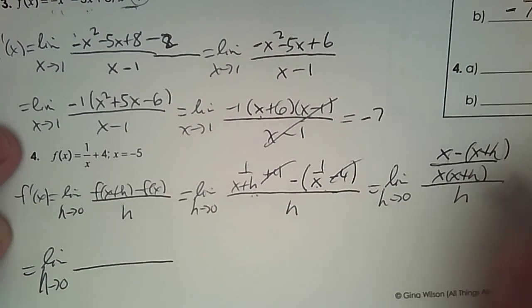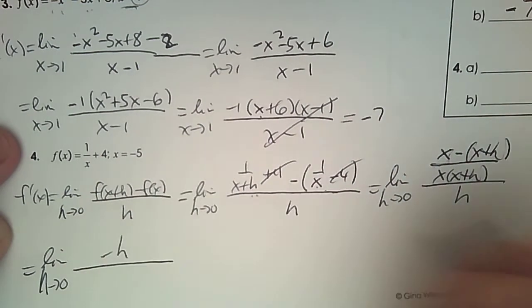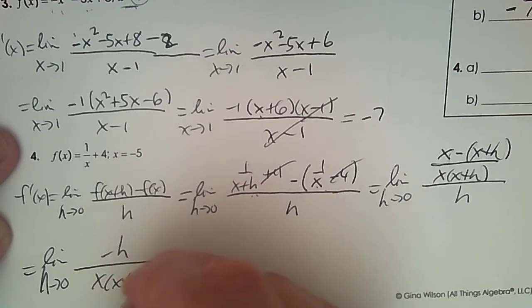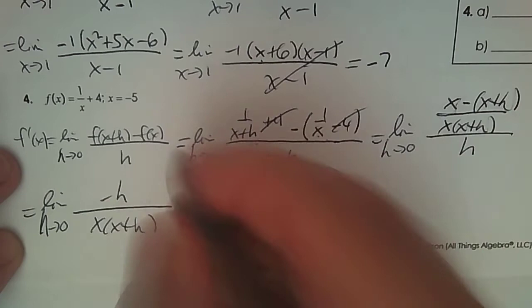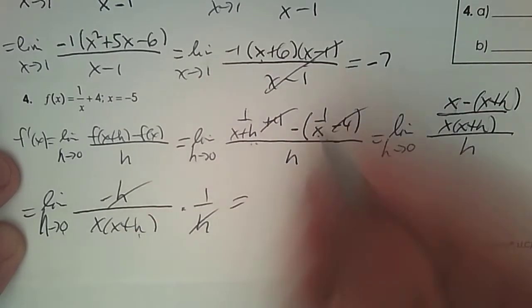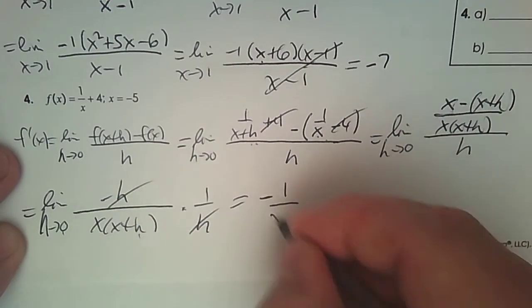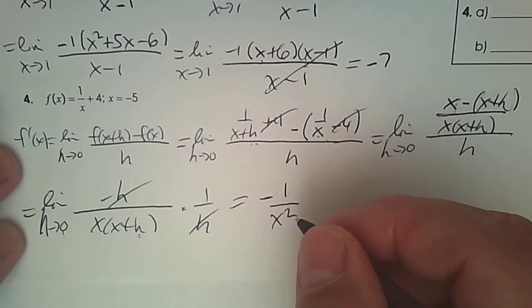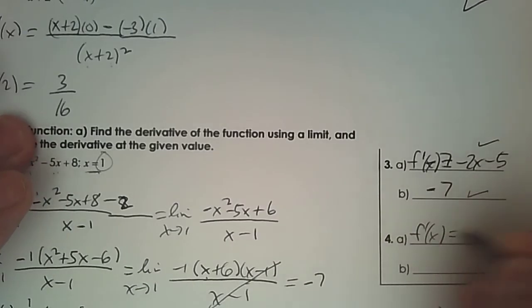So next, x take away x is no more. So we just have negative h, and that's over x plus h. And then we're going to multiply times the reciprocal of the denominator and divide out the h. Now I can plug 0 in. And when I plug 0 in, I get negative 1 over x squared. That's what's left over. So what is the derivative here? It's negative 1 over x squared.